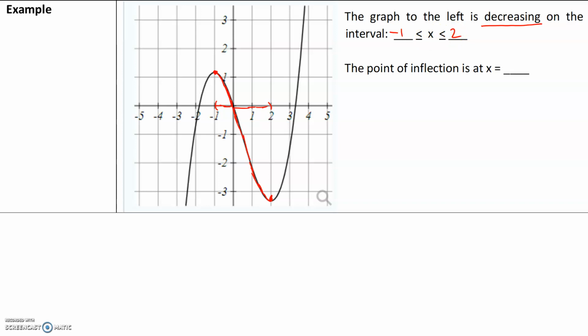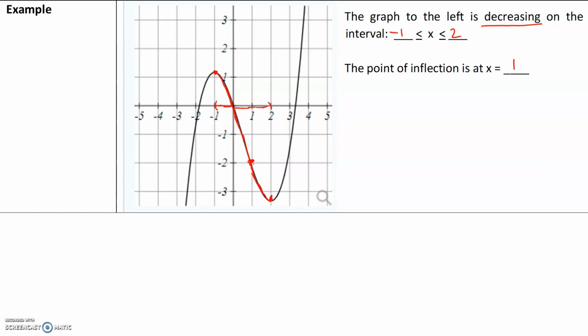Now the point of inflection. Now we're looking at concavity. So this is concave down, because this is an M shape. And then right about there, the M shape changes to a U shape. So at about x equals 1, it goes from concave down to concave up. But this is kind of hard to determine, right? Like, how do we know that's the exact point?